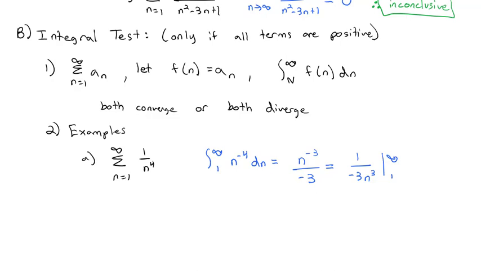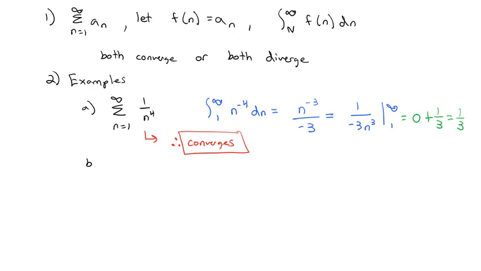Well, if we plug infinity in, we get 1 divided by a huge number, which is 0, minus, if we plug 1 in, a negative 1/3. And minus a negative 1/3 is positive 1/3, so it equals 1/3. The number doesn't matter so much as the fact that it equals a number. It doesn't equal infinity. Because the integral converges, the sum also converges, because both the integral and the sum are going to do the same thing.